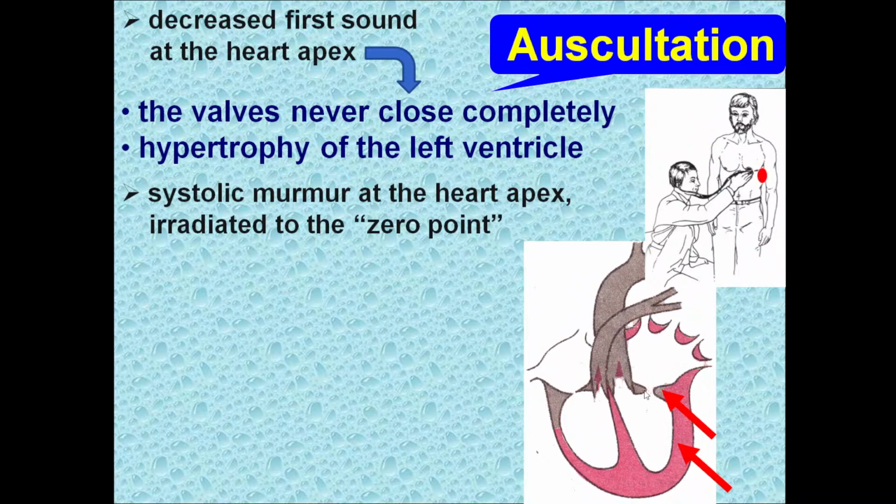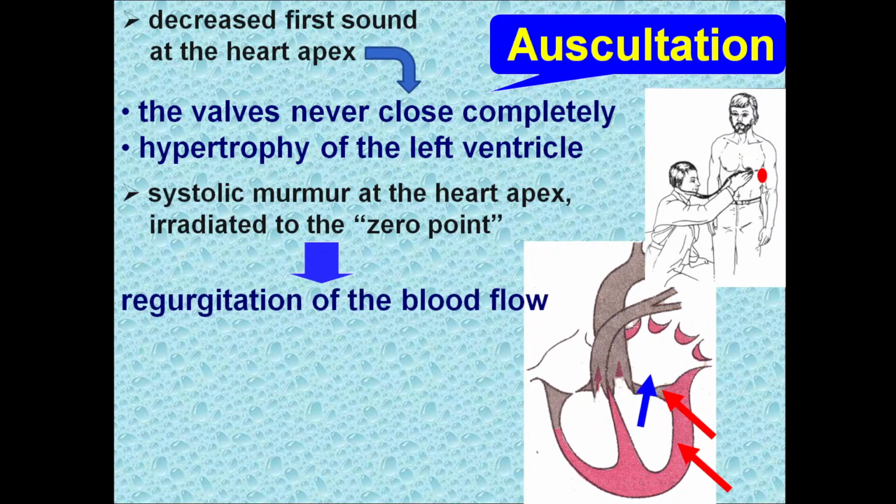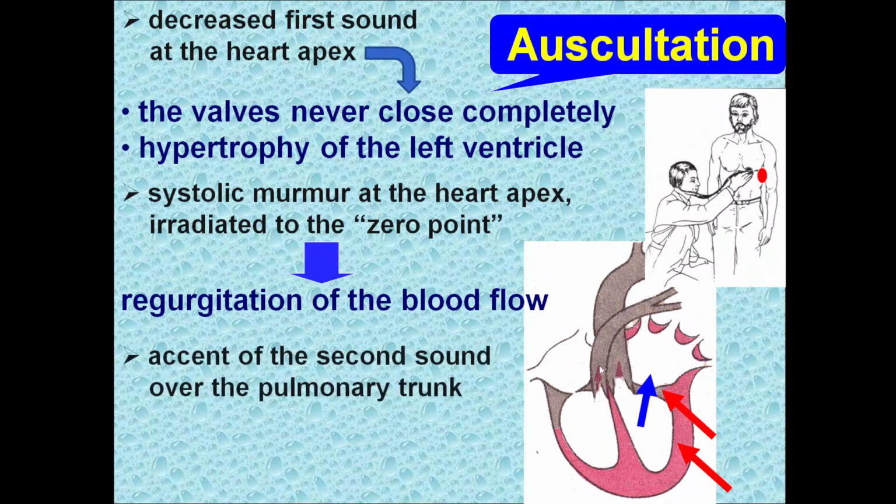We see a systolic murmur, which shows turbulent movement through the unclosed mitral valve. The murmur is organic because of the anatomic heart defect, and it's irradiated to the axilla, fifth interspace along the mid-axillary line. If you remember, irradiation of murmur is characteristic only for organic heart murmurs, which helps differentiate them from functional ones. And over the heart base, we'll hear an accent of the second sound over the pulmonary trunk, to the left of the sternum, due to increased pressure in the pulmonary circulation.